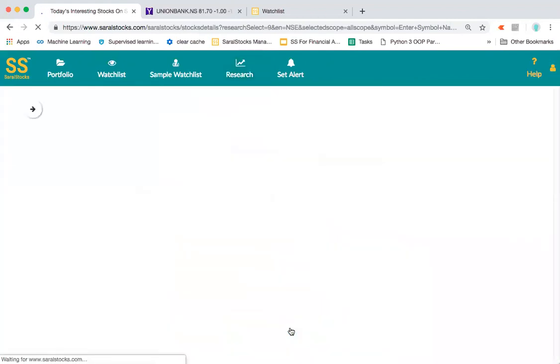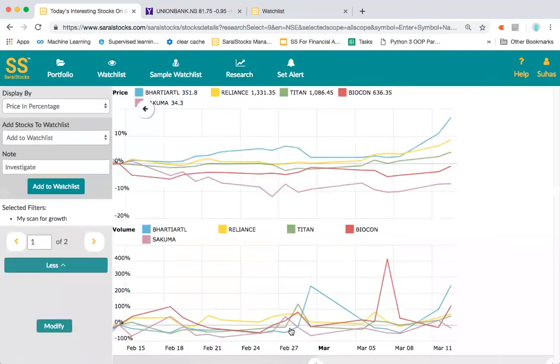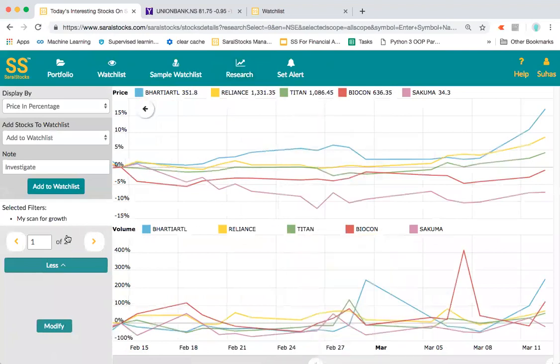And now I should see less number of stocks because the criteria is now more stringent than the one we had earlier. Yeah, so there are only 2 pages now of about 5 stocks each, total of 10 stocks in the list.